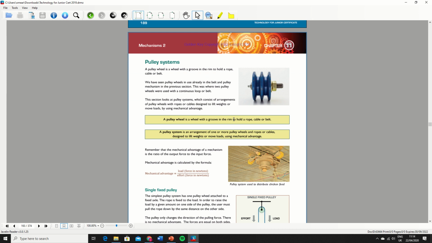Okay. So pulley systems. So a pulley wheel is a wheel with a groove in the rim to hold a rope, cable, or a belt. So there's a pulley wheel there. We have seen pulley wheels in use already in belt and pulley mechanisms in the previous section. In the last section, we looked at our pulleys and our belts. This was where 2 pulley wheels were used in a continuous loop or belt.